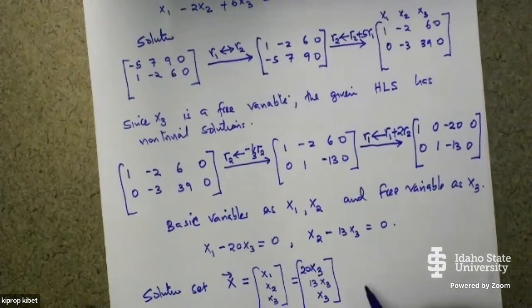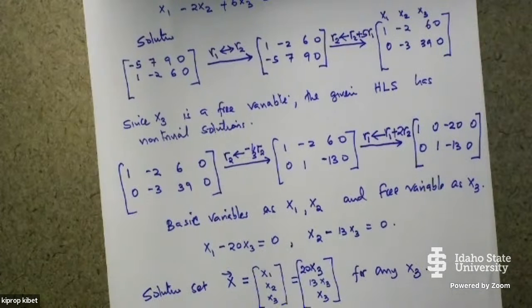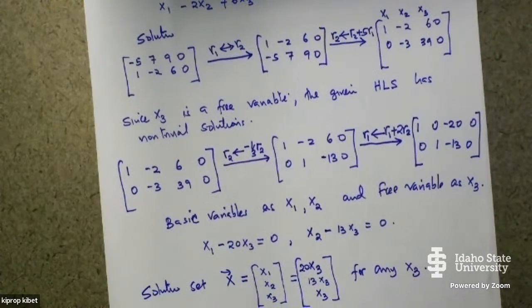Now, in this case, to get a solution set here, for any x3, you can put any value of x3 here to get a solution. Now, should we put 0?